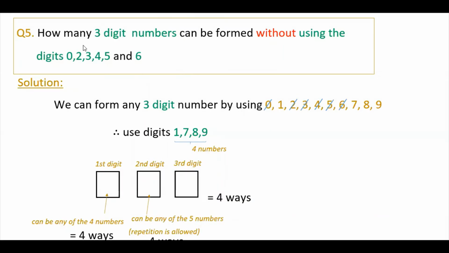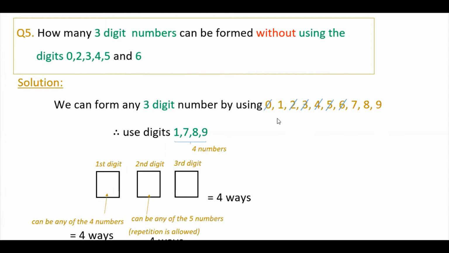This is another problem. How many 3-digit numbers can be formed without using the digits 0, 2, 3, 4, 5 and 6? So here you have to form 3-digit numbers and then the second condition is without using these digits. 0, 2, 3, 4, 5, and 6, you cannot use these digits. So the remaining digits you have to use.